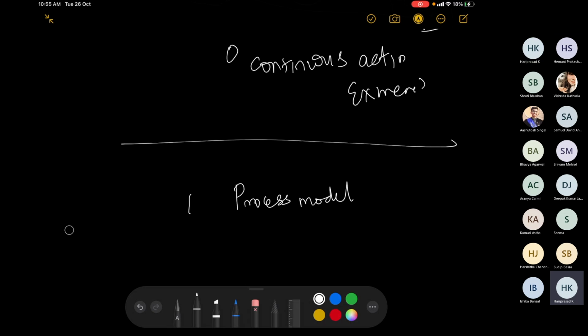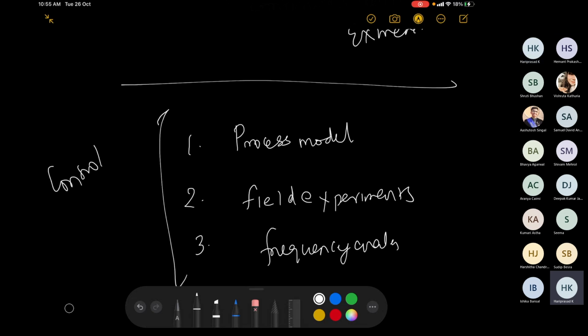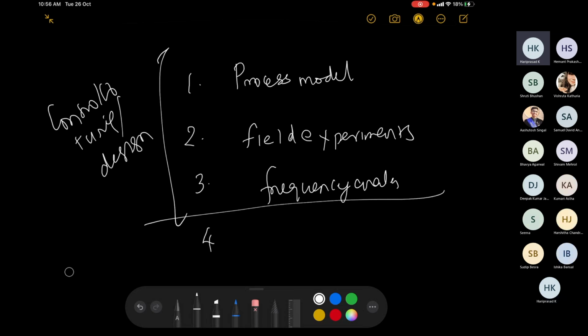So controller design or tuning can be done by looking at the process model. Second is by field experiment. We'll see that. And the third is by frequency analysis. I am saying controller tuning or design, so these are the methods. And the last at the moment, which these people did not do earlier because these are all classical methods, the fourth is by means of AI.